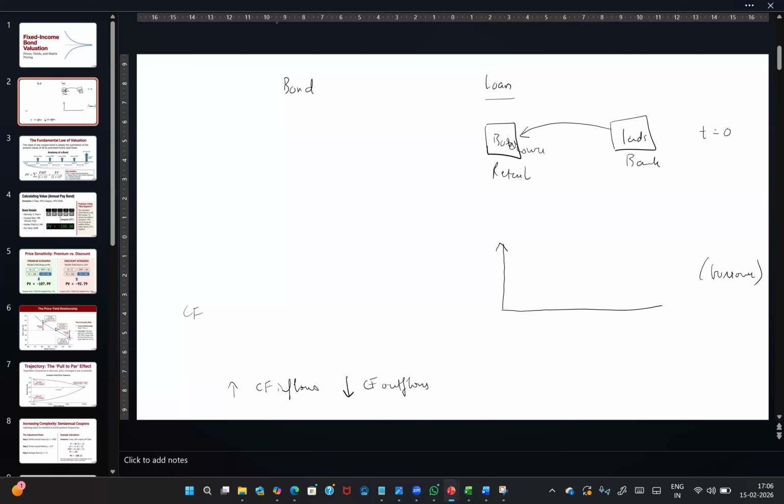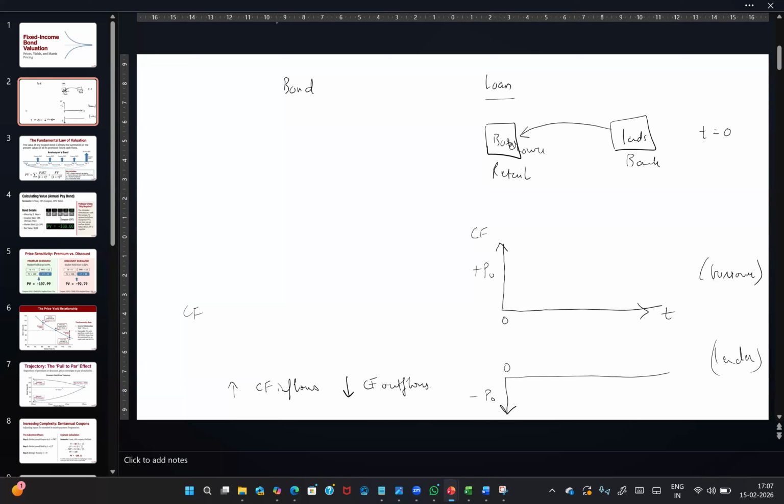Similarly, from the perspective of a lender, the cash flow diagram is going to look completely opposite. From the perspective of a lender, the cash flow diagram has a negative cash flow at time zero. On the x-axis is time. On the y-axis is the cash flow. So this is the principal of the loan. It will be plus P0 for the borrower and minus P0 for the lender.